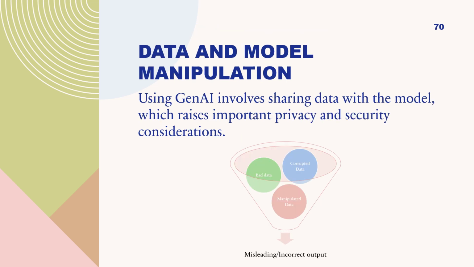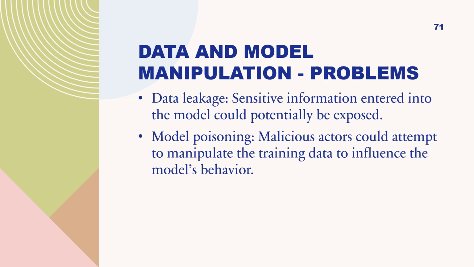Next is data and model manipulation. So using generative AI involves sharing data with the model, which raises important privacy and security considerations. So if you input bad data in a model, it will lead to misleading or incorrect output. So these are the problems. First is data leakage. So sensitive information entered into the model could potentially be exposed. Second one is model poisoning. So malicious actors could attempt to manipulate or influence the model's behavior using the training data.